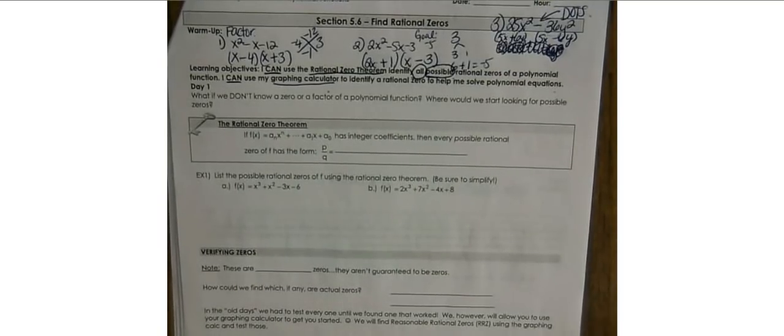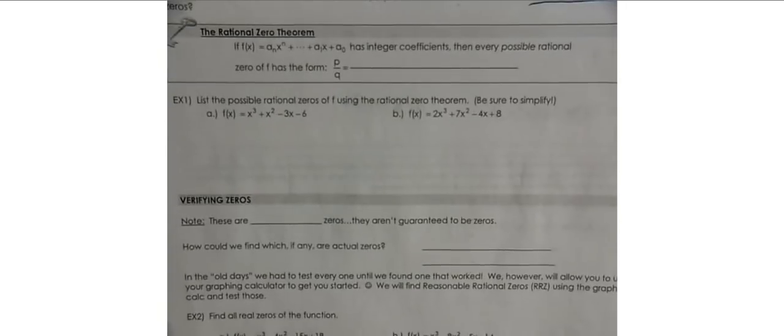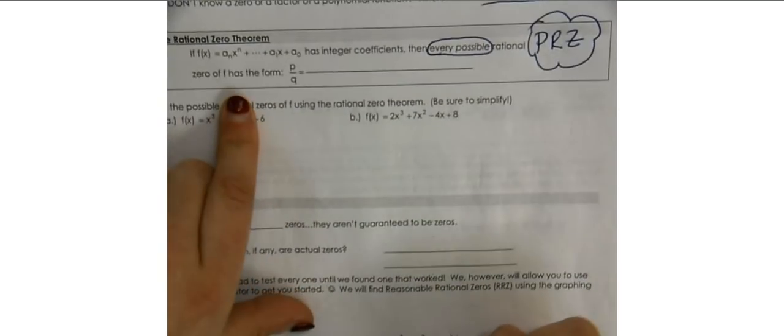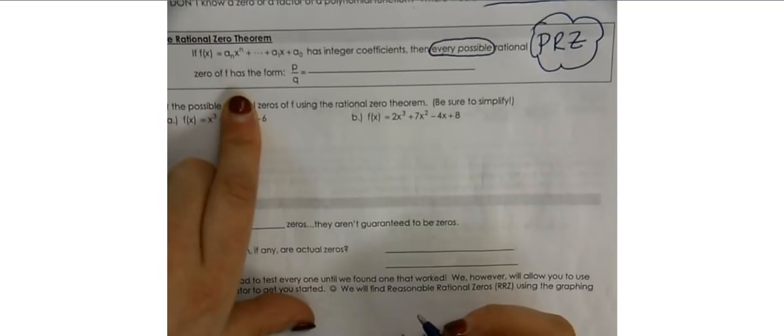And the question is, what if we don't know a factor of the polynomial function? What if we don't know a 0? Where would we start looking for possible zeros? Well, that's where the rational zero theorem comes in. So the rational zero theorem says that if you have a polynomial function that has integer coefficients, then every possible rational zero, that we call the PRZ, possible rational zero, of that function has the form of P over Q.